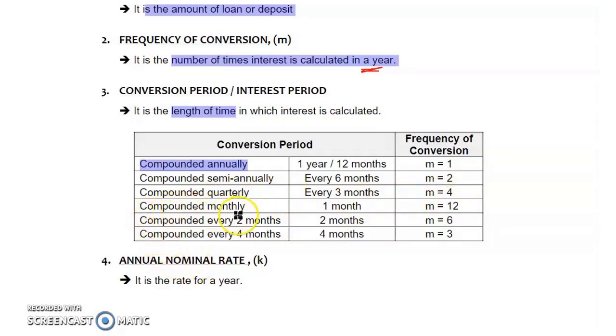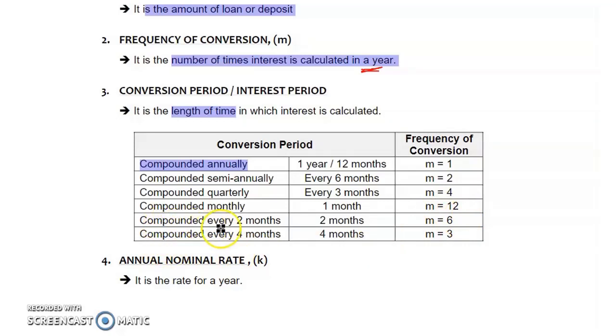Okay, if compounded monthly, what is the conversion period? How long do we need to wait to calculate interest? Compounded monthly means that every month the interest will be calculated, so the time we need to wait is 1 month, or we can also say 30 days or 31 days. Within 1 year, if every month you calculate interest, M will be equal to 12.